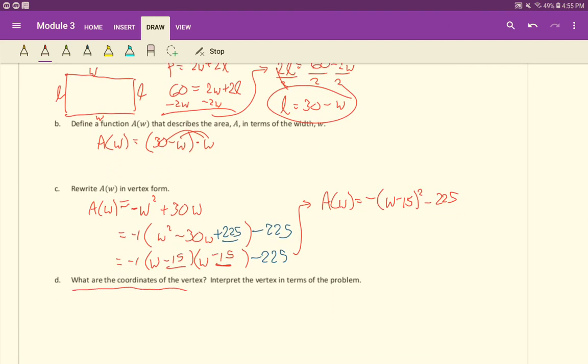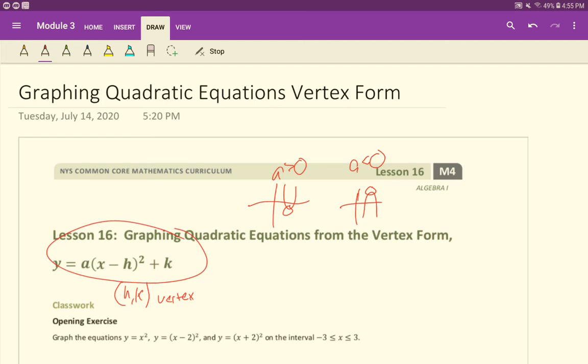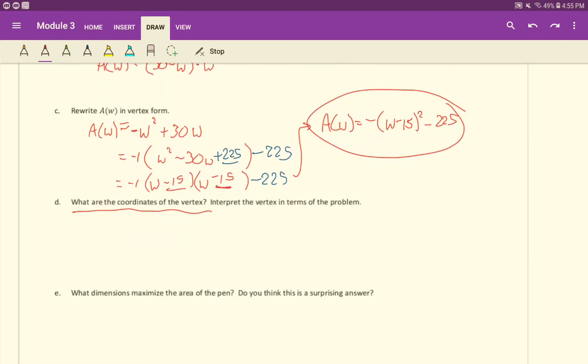So then what are the coordinates of the vertex? Well, you tell me. Look at that and tell me what the coordinates of the vertex are going to be. Remember, use your H and K idea from right here. Okay, the coordinates of the vertex are 15, comma, negative 225.